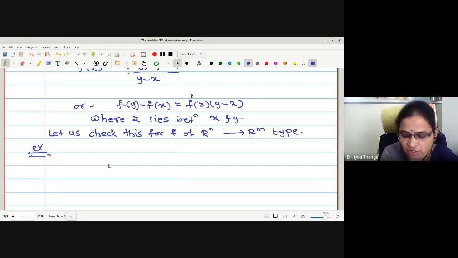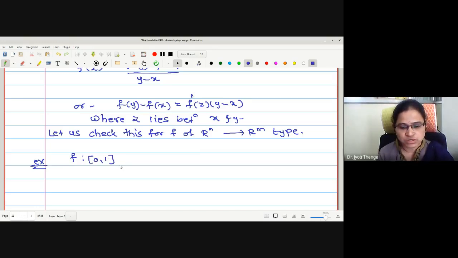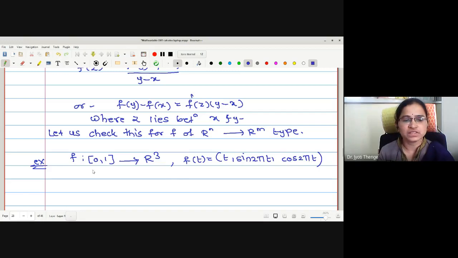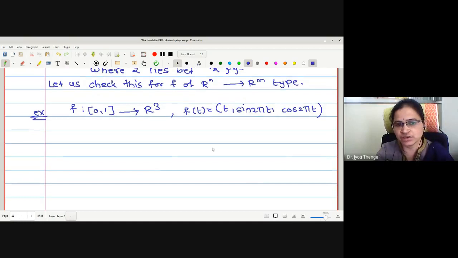In the first example, the function f is going to be defined from the closed interval 0 to 1 to R3. This is defined as f of t is equal to t, sin 2 pi by t, cos 2 pi by t. Therefore this is a one variable vector valued function defined like this.